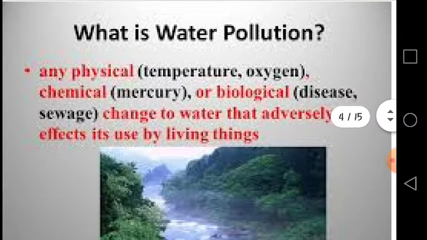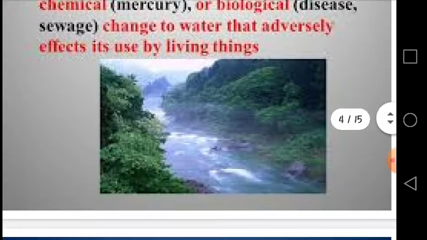So dear students, any physical change, like temperature and oxygen, chemical change, like mercury, arsenic, lead, acids, alkali, or biological change, like disease or sewage, to water that adversely affects its use by living things. It means that if living things are harmed by any substance present in the water, this is called water pollution. So we have to get rid of all these substances which are harmful for life.